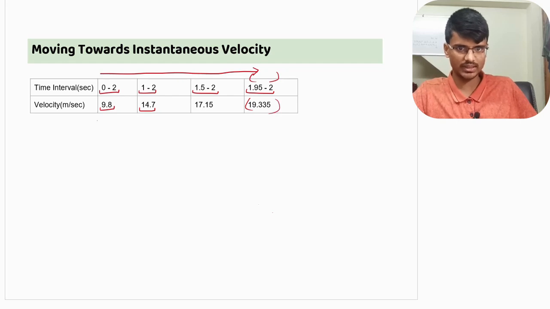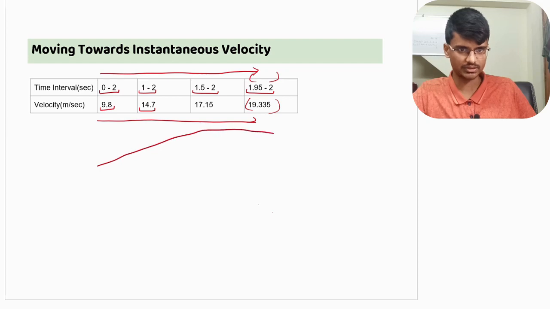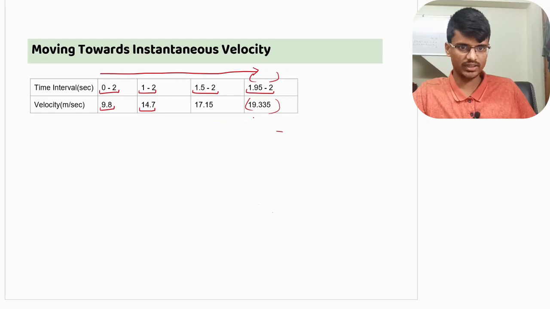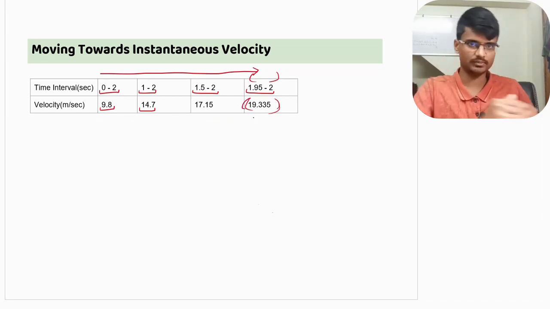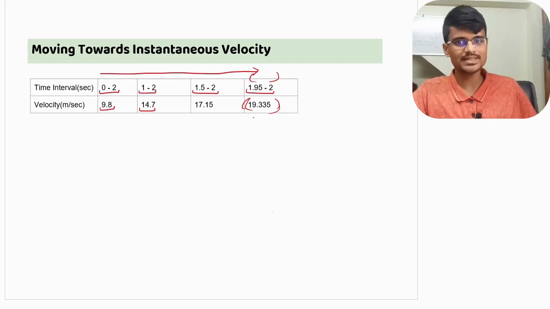And the velocity is approaching a number. You can see it increases rapidly from 9.8, then it becomes slightly constant. As we take smaller and smaller intervals, this value starts getting limiting. It gets to a limit. So we are approaching from the left hand side.